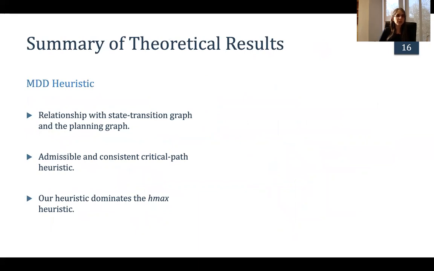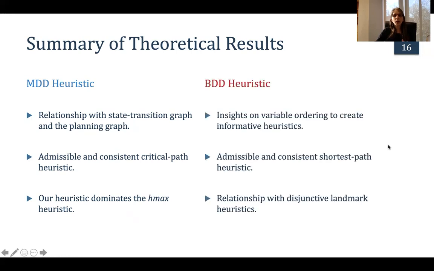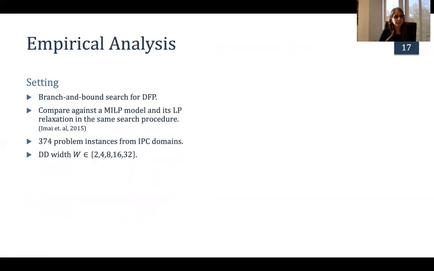So in terms of theoretical results, for the MDD, we related it to other graphical structures in the AI planning community. We showed that the heuristic is admissible and consistent, and also that it dominates the h-max heuristic, a well-known heuristic in this community. In addition, for the BDD, we have some insights on variable ordering, on how to create informative heuristics. We also show that the resulting heuristic is admissible and consistent, and its relationship with the disjunctive landmark heuristics in the literature. In terms of empirical results, we develop our own branch and bound search procedure for delete-free planning.